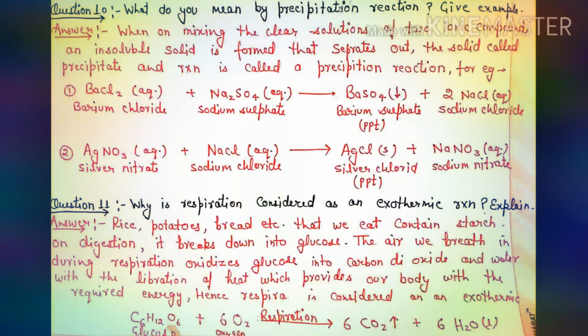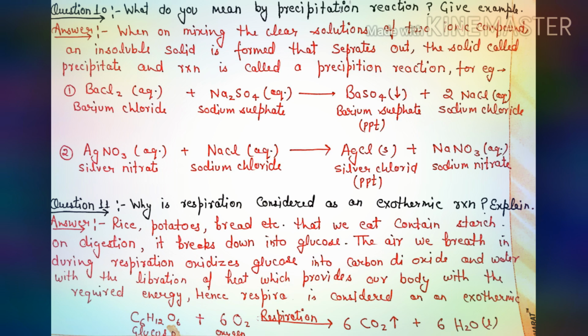Question number 10: what do you mean by precipitation reaction? Give example. When on mixing the clear solutions of two ionic compounds, an insoluble solid is formed that separates out, the solid is called a precipitate, and the reaction is called a precipitation reaction. So these are the two examples. In the first example, barium chloride when mixed with sodium sulfate forms barium sulfate precipitate. Whereas in the second equation, when silver nitrate and sodium chloride react together, a white precipitate of silver chloride is formed.